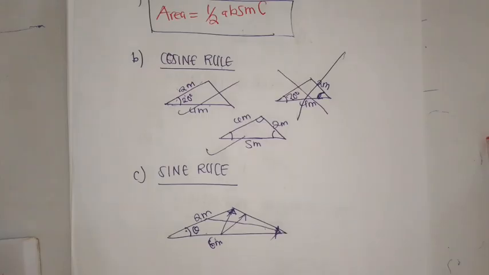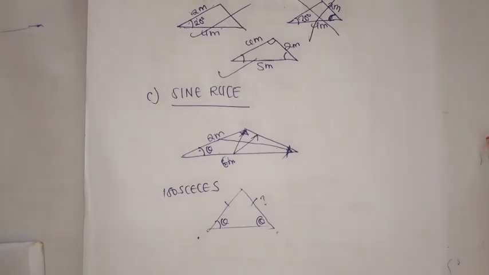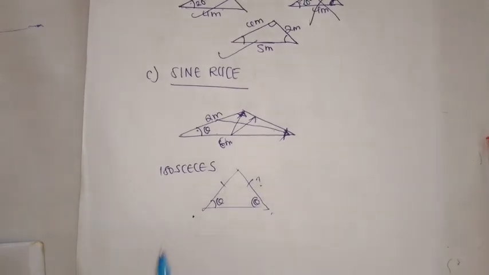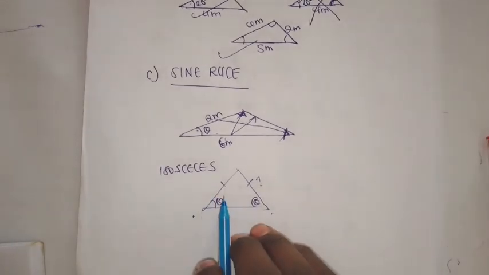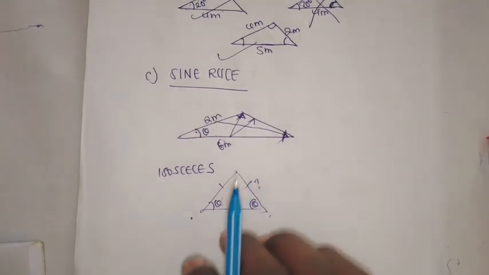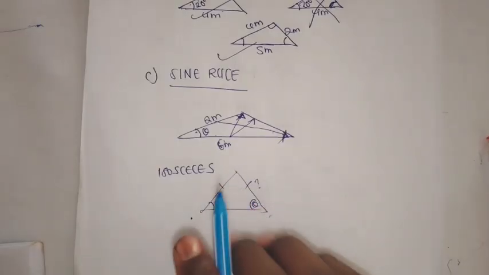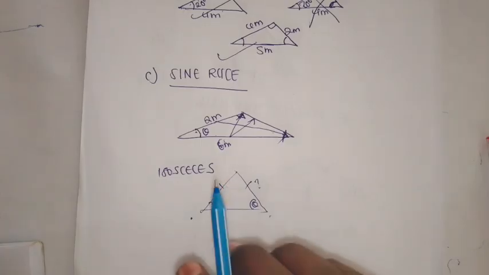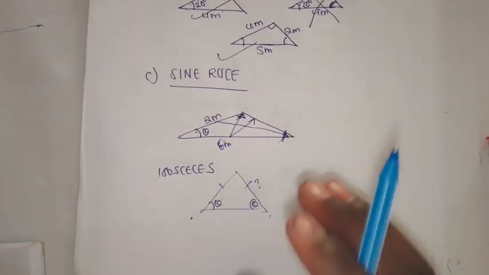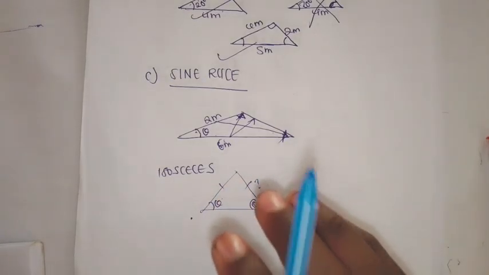Okay, so we said an isosceles triangle has two equal lengths and two equal interior base angles. An isosceles triangle looks like this. So I was saying that sine rule can be used to find the length of one of the sides of an isosceles triangle, if you are given the value of the angle opposite to that side and the length of one of the sides with its opposite angle given.